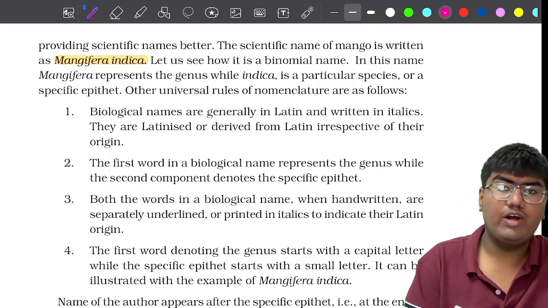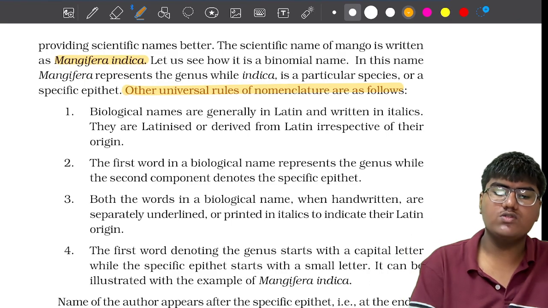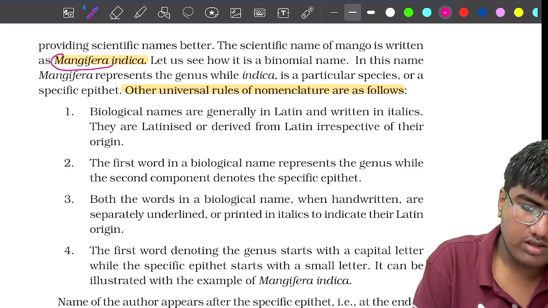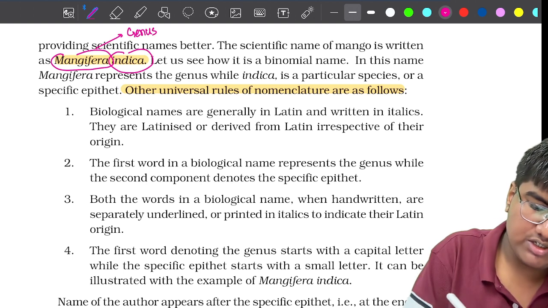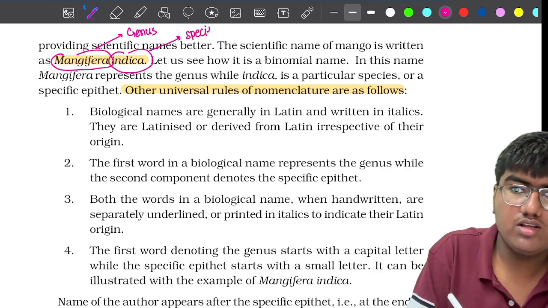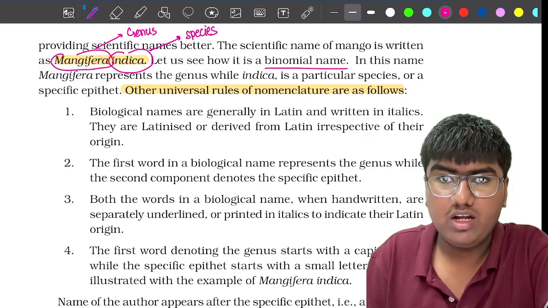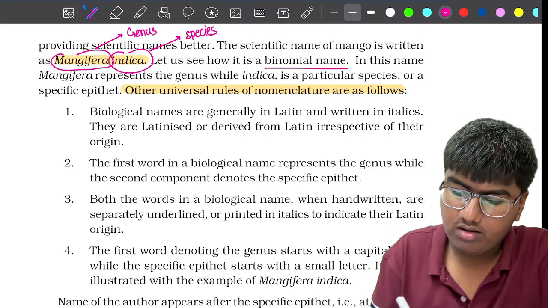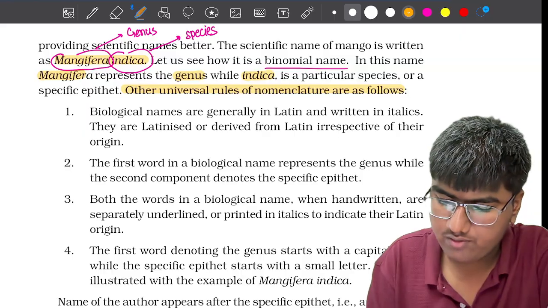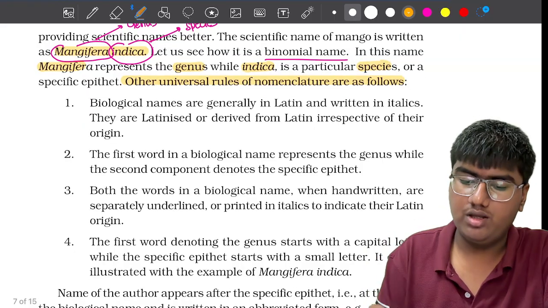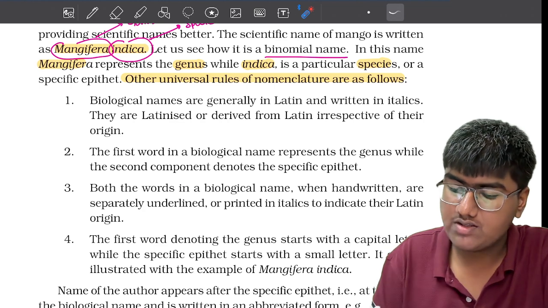Now let's find out the universal rules for nomenclature. The first word here is the genus, and this is the species. What are genus and species? We'll study further in this chapter. This is genus and species, which is a binomial name, the binomial nomenclature. Mangifera refers to genus, and indica refers to species. All biological names, like Mangifera indica, are Latinized, or derived from a Latin word. That is the first rule.